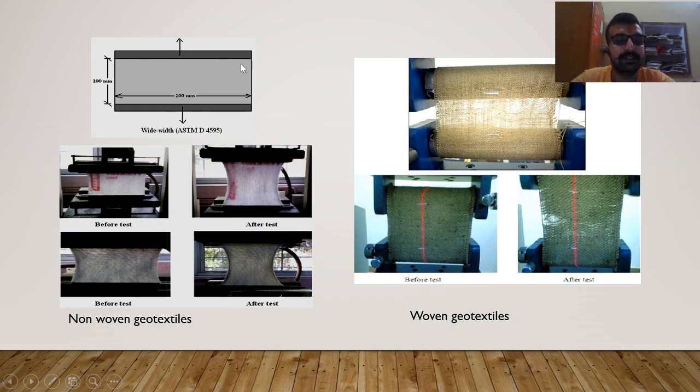This picture is showing the test samples, their dimensions and how the force is acting on them. On the bottom left side, you can see pictures before and after the test of a non-woven geotextile, without elongation and after elongation. And on the right hand side, this is the woven geotextile, in a simple state before the test, and after elongation it got ruptured. There are markings you can see in between. A single line is drawn, and based on these markings we will do the calculation.